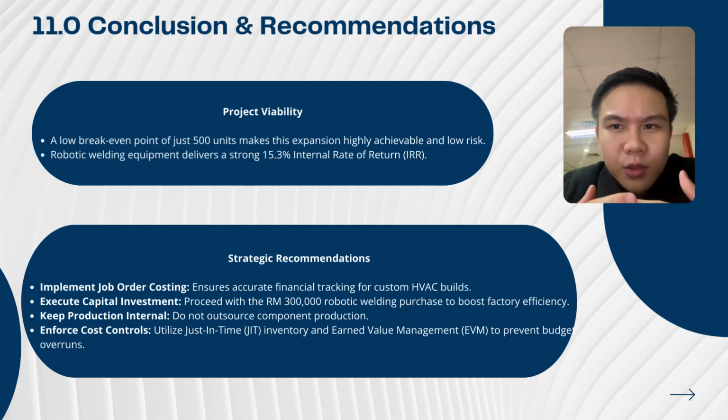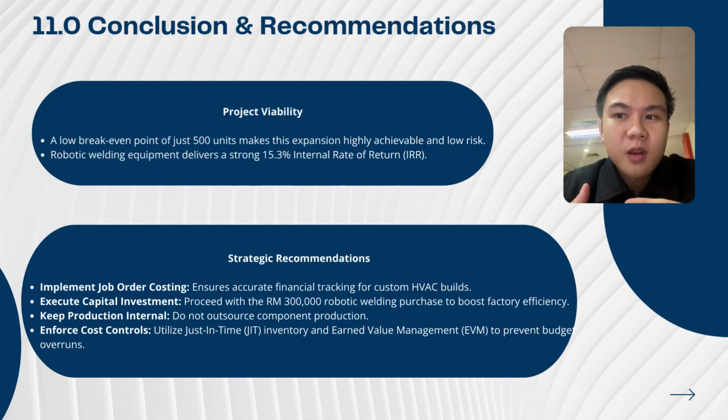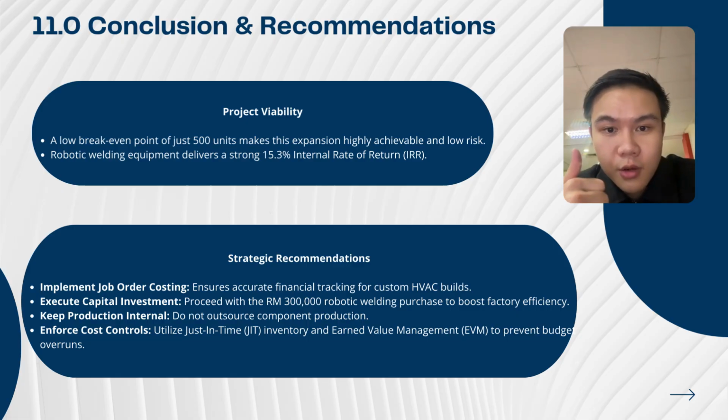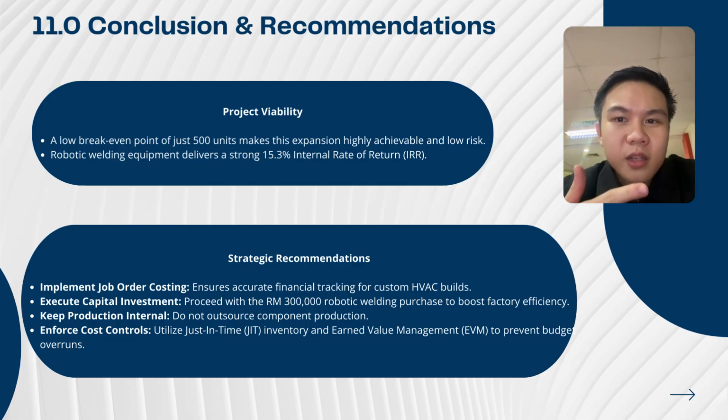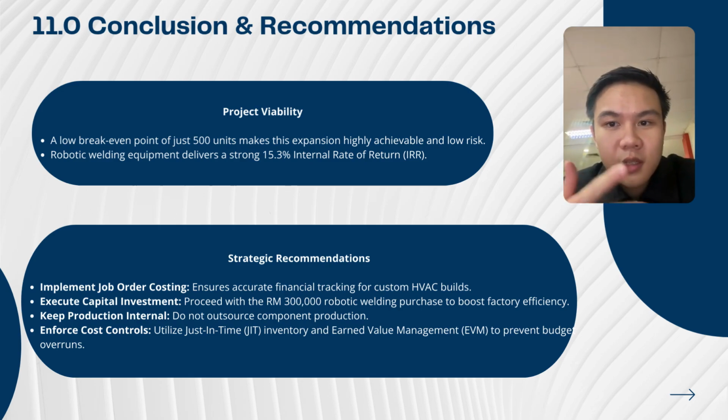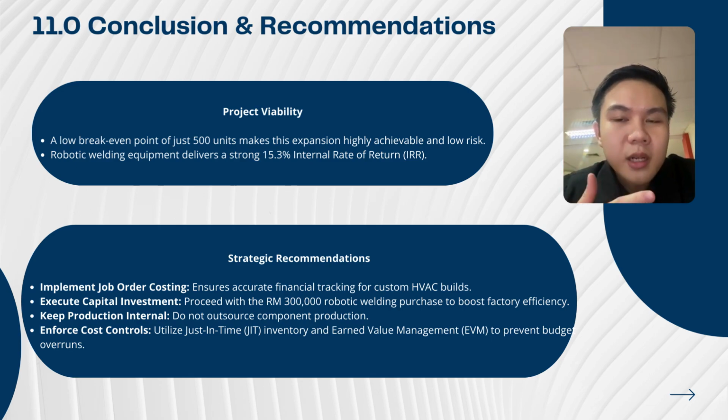Because of this good number, our group recommends four steps. First, use job order costing. Second, buy the robotic welding machine. Third, make our control panel in-house. And lastly, use just-in-time inventory. If Inotech follows these steps, this expansion will be a huge success.